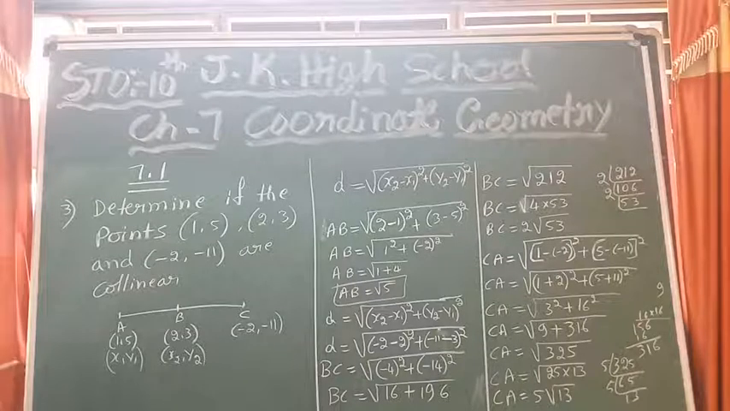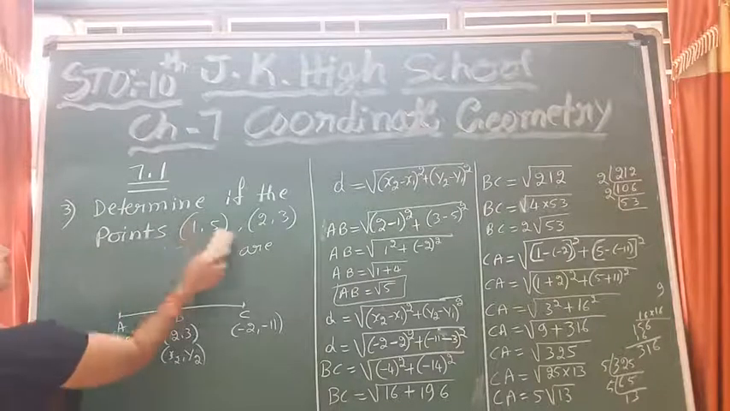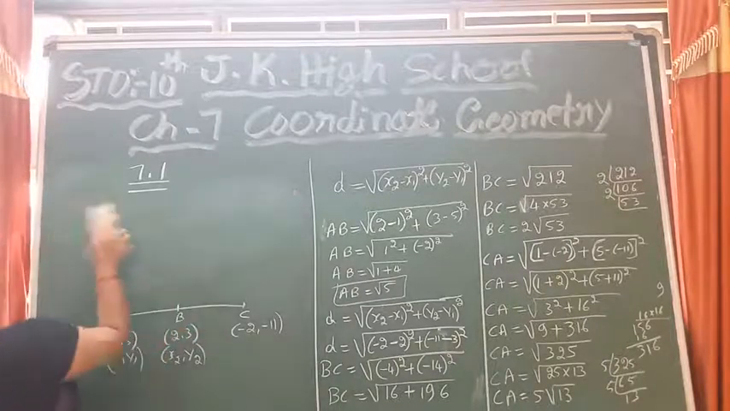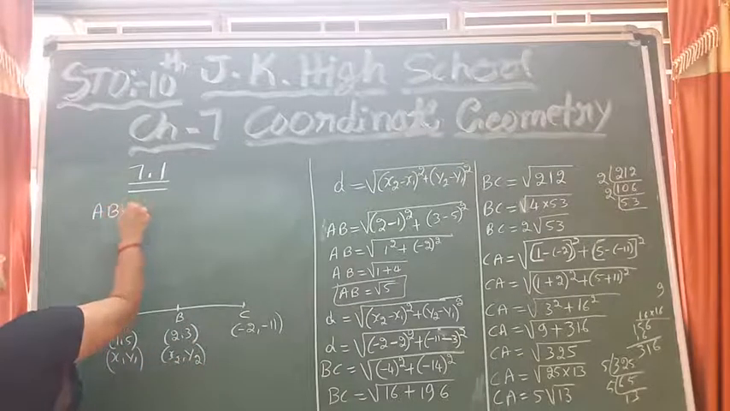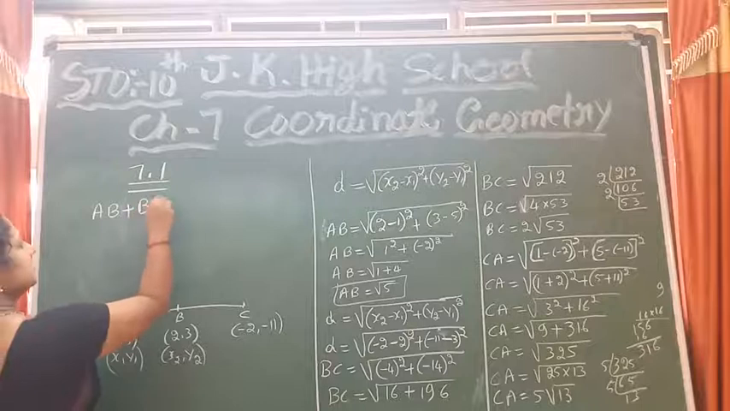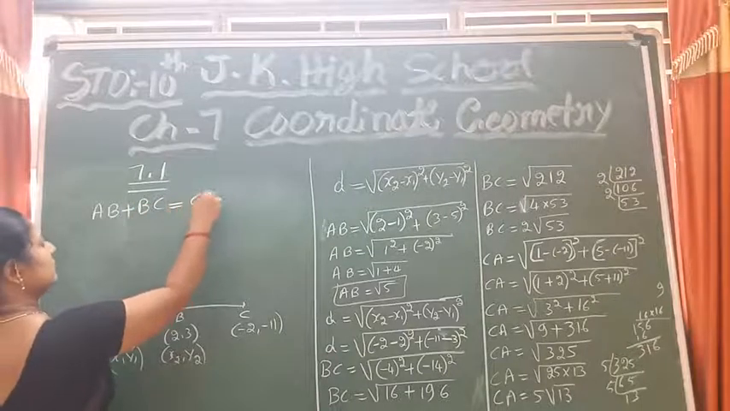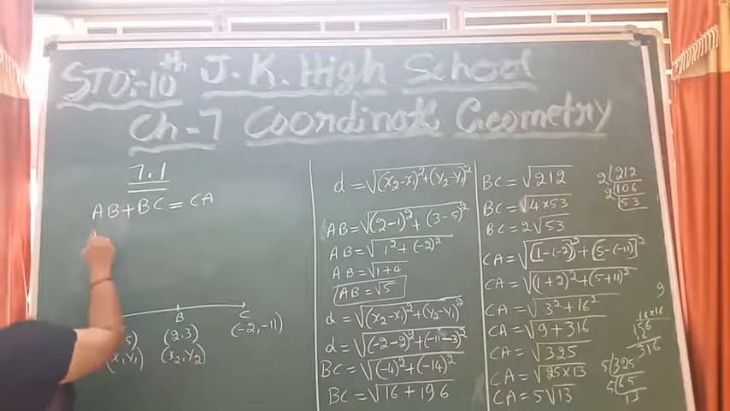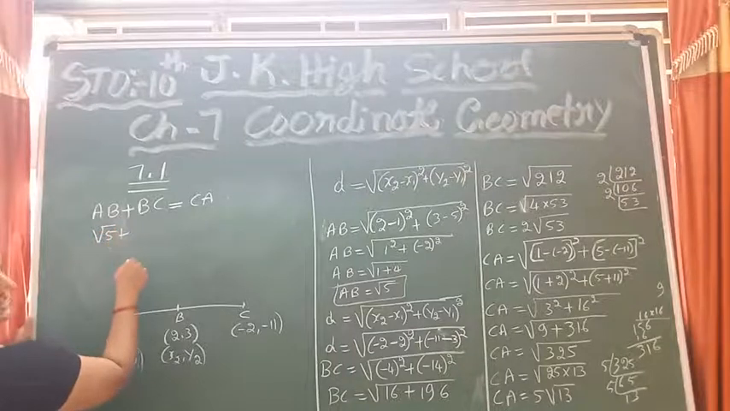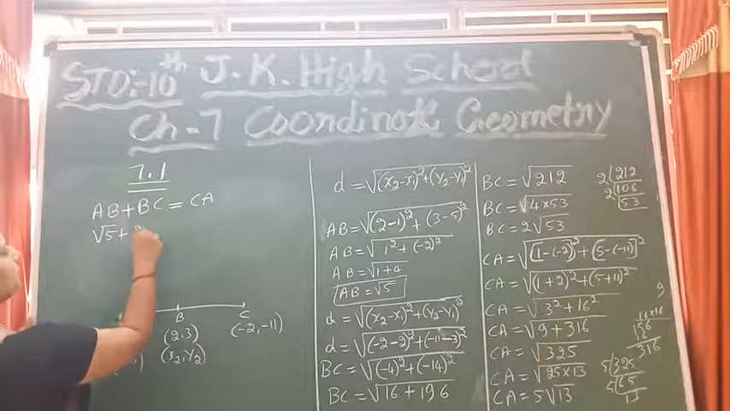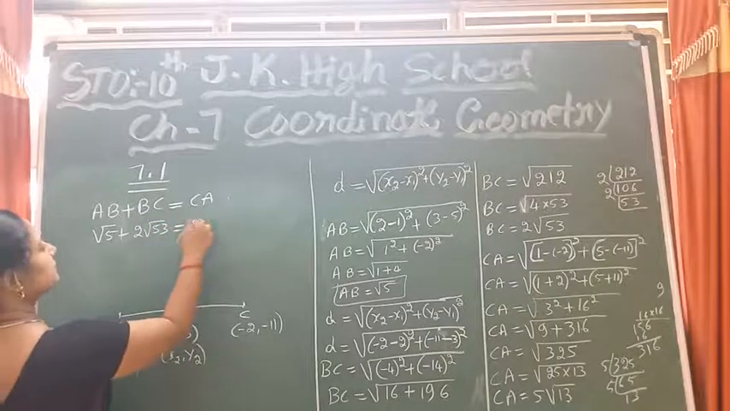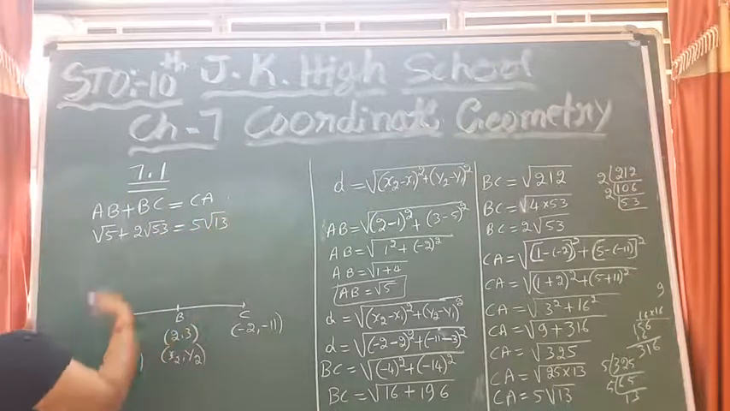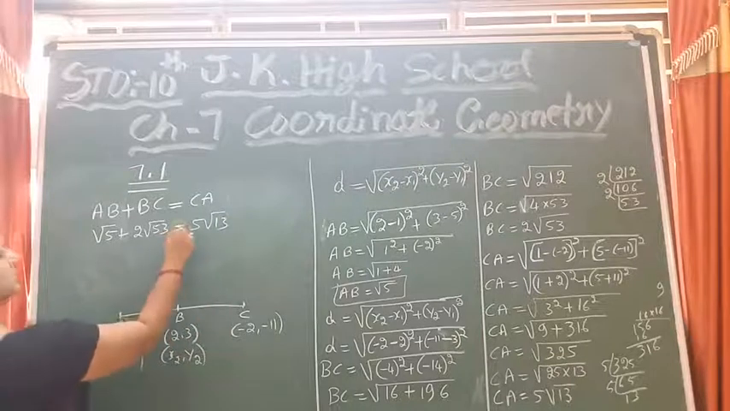Okay children, can I rub this much part? Now I will rub this much part. Here I will come to know. So I will check now. AB plus BC is equal to CA what? I will check. AB measurement is root 5, BC measurement is 2 root 5, 3 root 5 is equal to CA measurement is 5 root 13? So we cannot simplify now. So this is not equal.